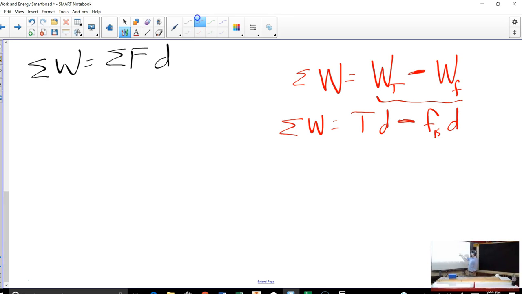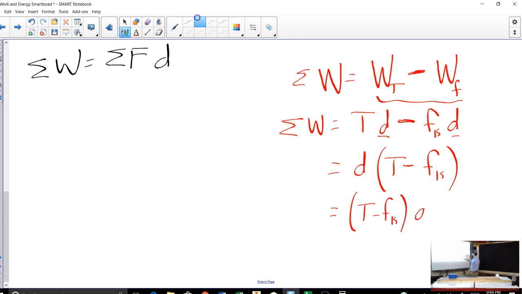You could factor that D out, couldn't you? Right there and there. You could factor that out. Reverse distribute it, I like to say. So if you pull that D out, you have T minus force of kinetic friction. In fact, I'm going to rewrite this. I'm going to say that T minus the force of kinetic friction times D. I'm just going to reverse the order. Instead of D times this, I'm going to put this times D.